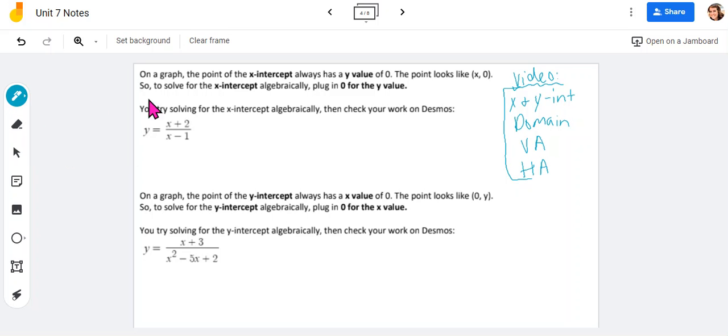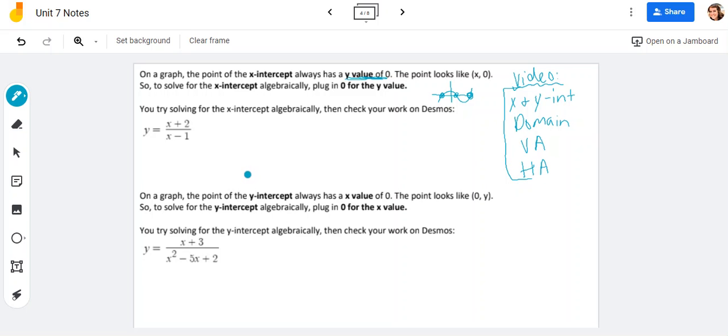So first of all, looking at X and Y intercepts. So on a graph, if we think about the X-intercept, like if I draw a little mini graph here, X-intercepts are all these points where it's touching the X-axis. So that Y value is always 0 there.